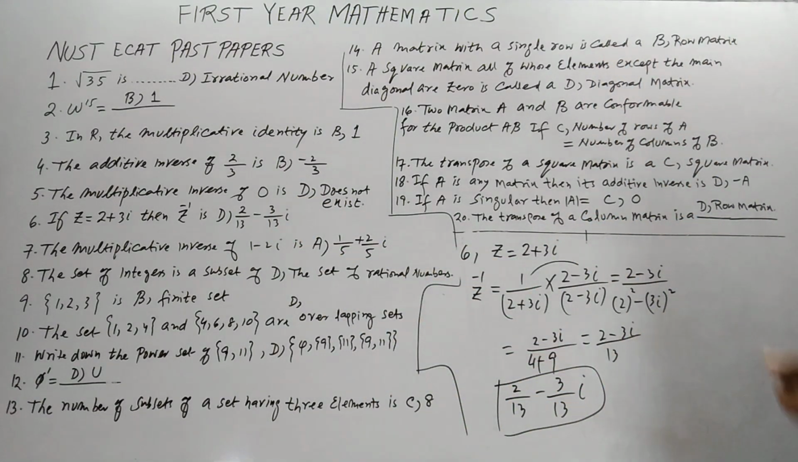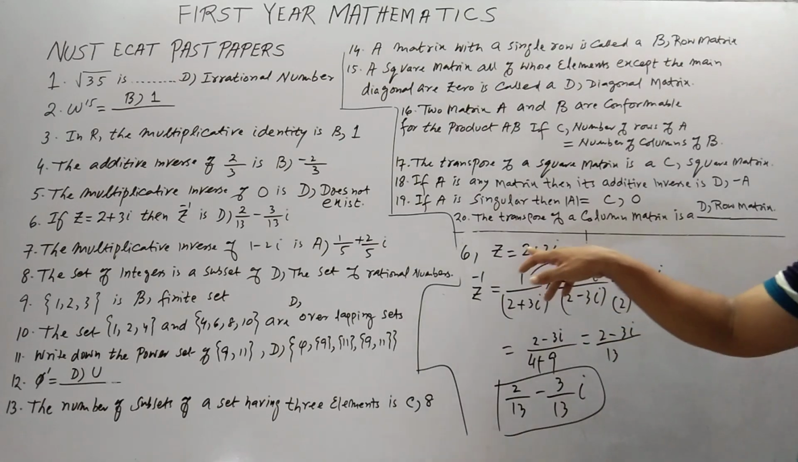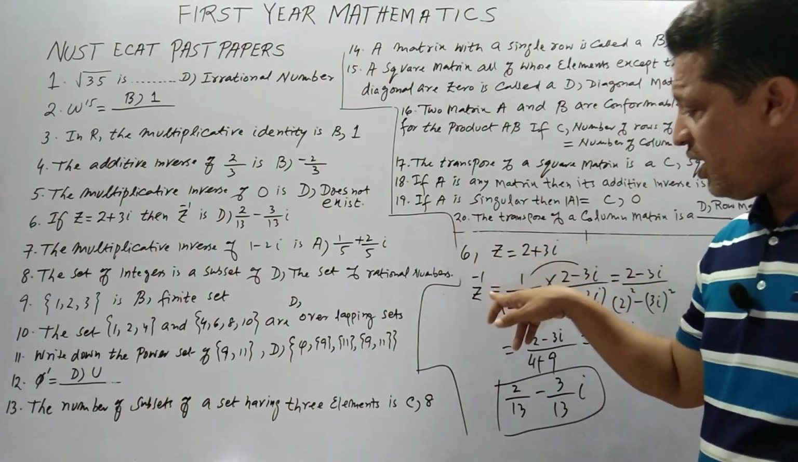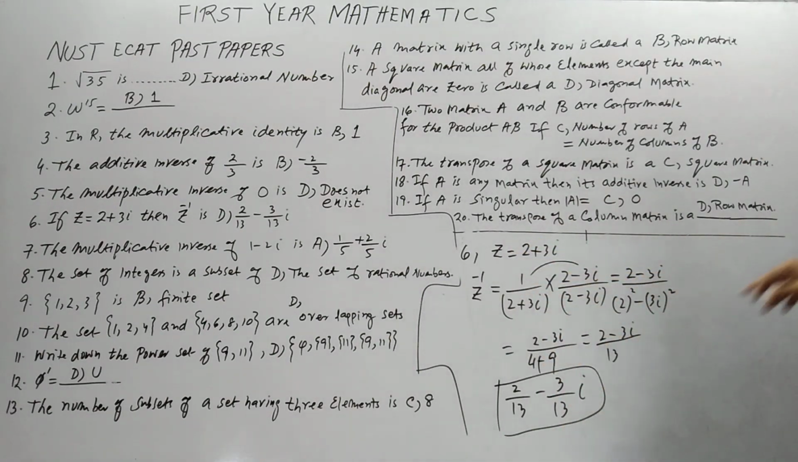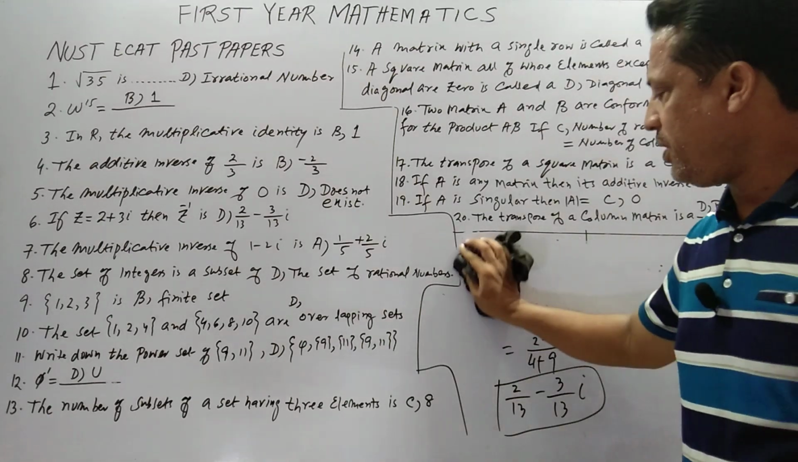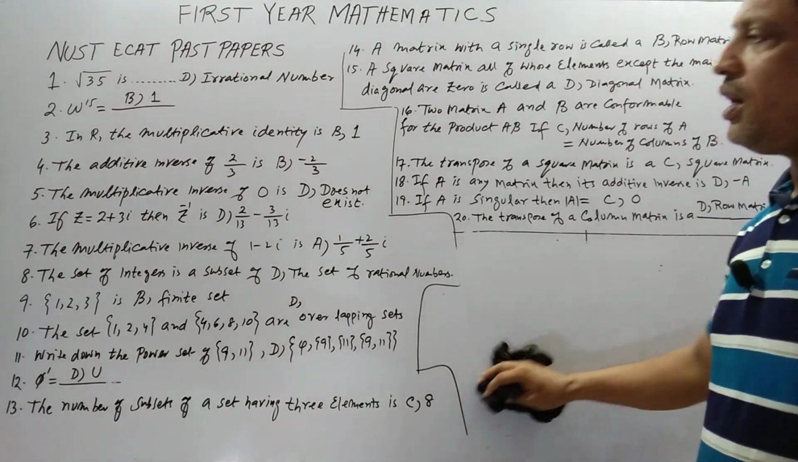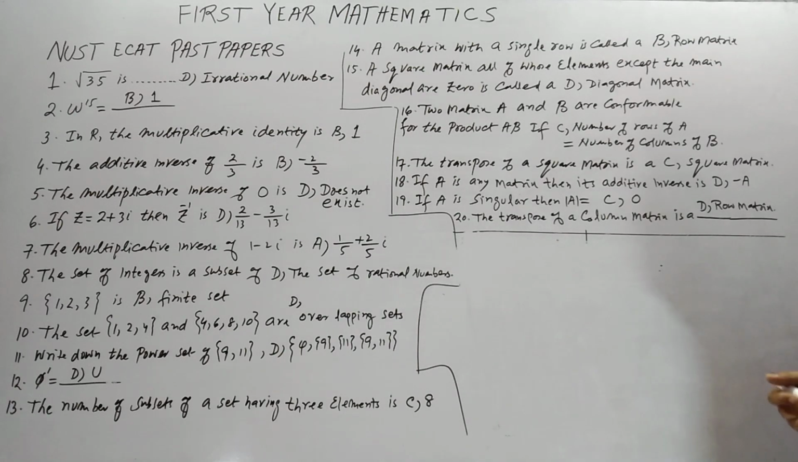Hope you understand. So whenever you are asked to find the inverse of a complex number, you must rationalize the number in this way, so that you will find a 100% correct answer. Now come to number 7.